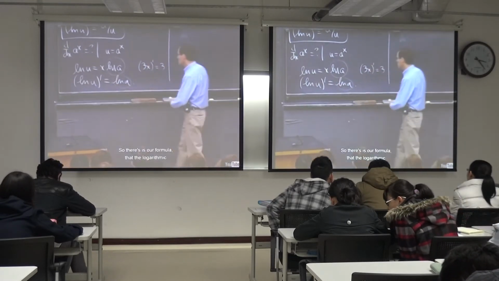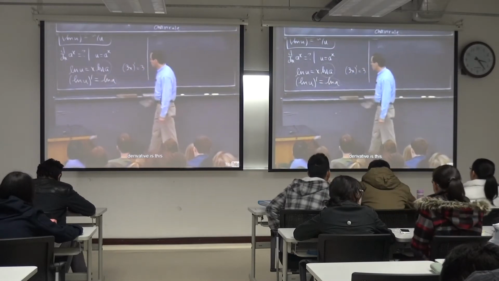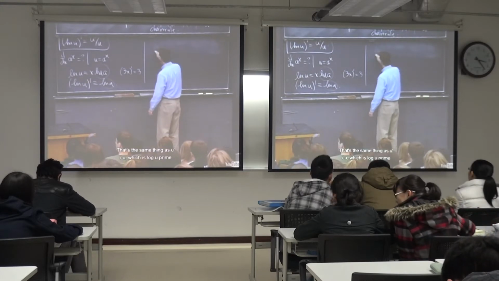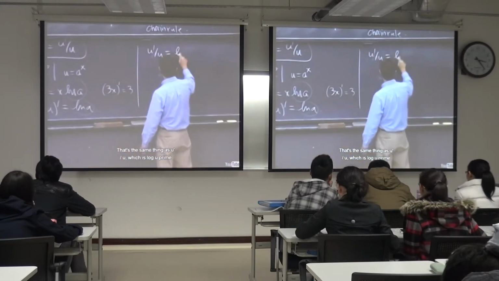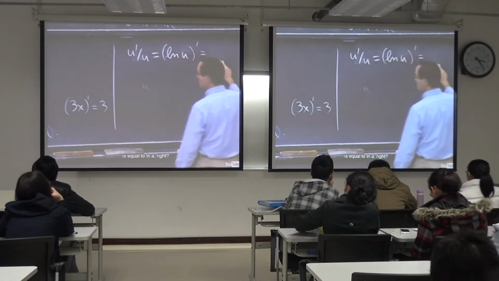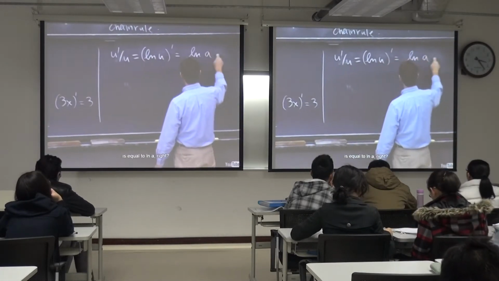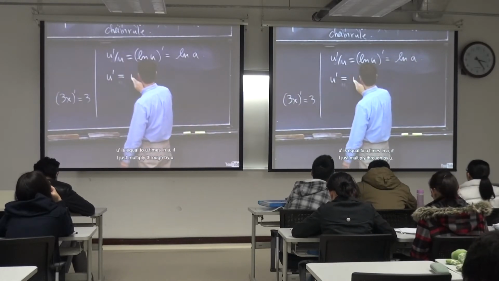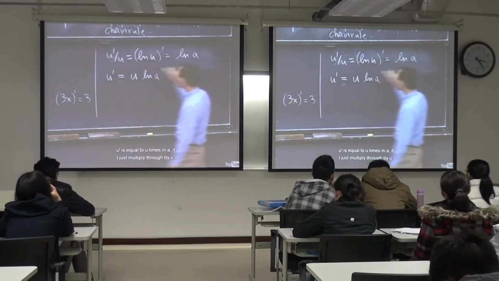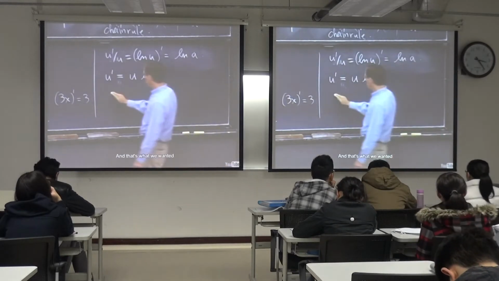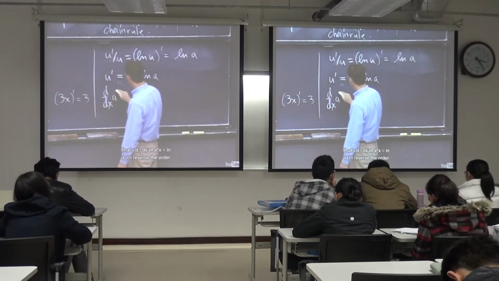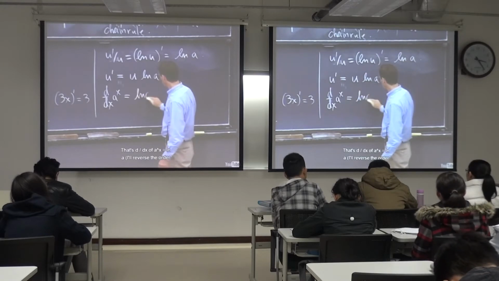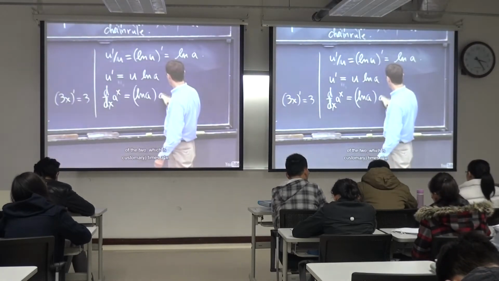All right. So there's our formula: the derivative of the logarithmic derivative is this. But let's just rewrite that. That's the same thing as u prime over u, which is the derivative of log u, equal to log a. So this is our differentiation formula. So here we have u prime. u prime is equal to u times log a, if I just multiply through by u. And that's what we wanted. That's d by dx of a to the x is equal to, I'll reverse the order of this, the constant log a times a to the x.